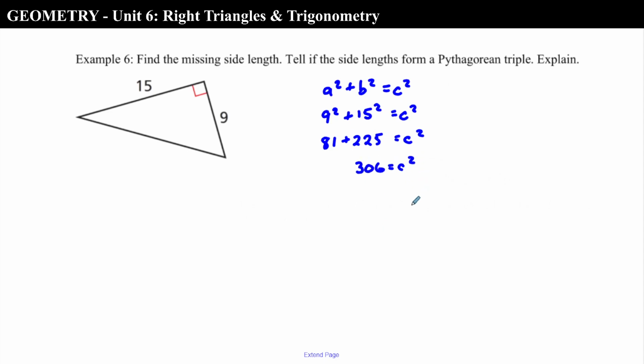And the square root of 306 does not come out even. And just for the practice, we can divide 9 into 306 evenly. So that gives us 3 square root of 34. So since the side lengths do not form a Pythagorean triple, because 3 square root of 34 is not a whole number.